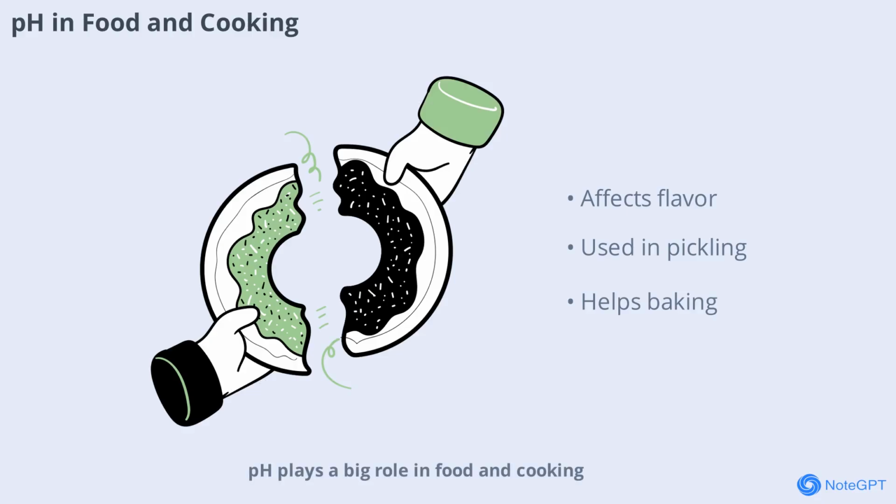pH plays a big role in food and cooking. The acidity or alkalinity of ingredients affects flavor, texture, and safety. For example, pickling uses vinegar to lower pH and preserve food. Baking soda, a base, helps cakes rise. Chefs and food scientists use pH to create delicious and safe dishes. Understanding pH can even help you become a better cook at home.